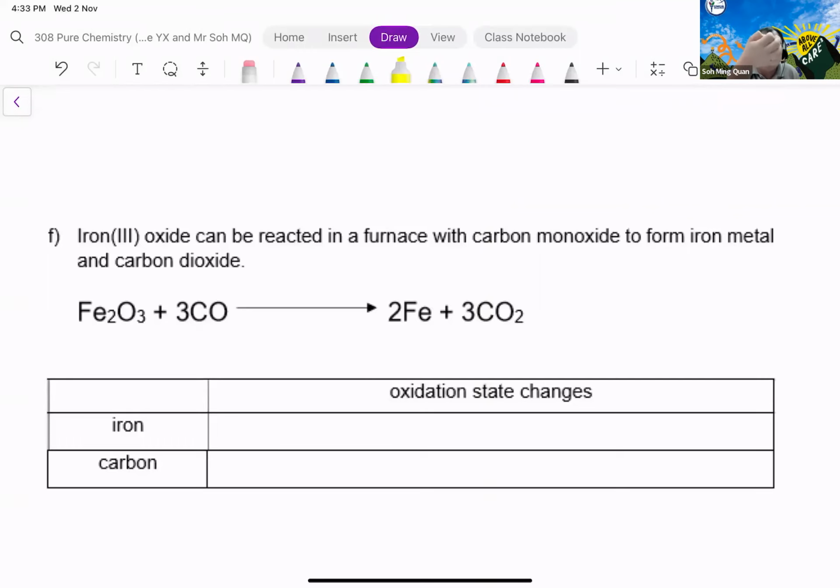Now quite clearly, there are 3 elements here. There's iron, there is carbon, and there's oxygen. There are 3 elements inside the substances. So which elements do you count oxidation states for? That's the question that students always ask. I do not know where to start.